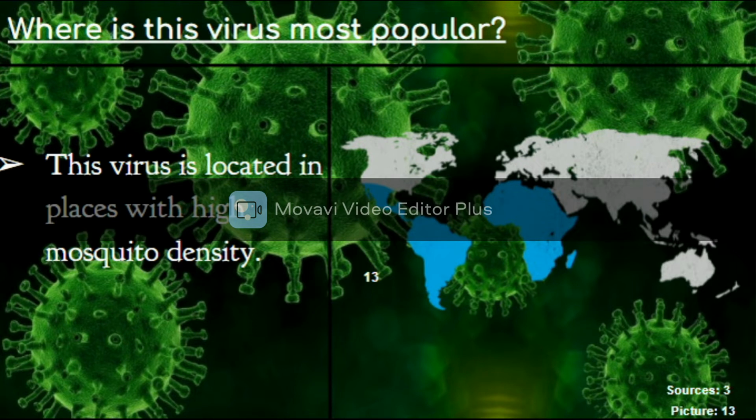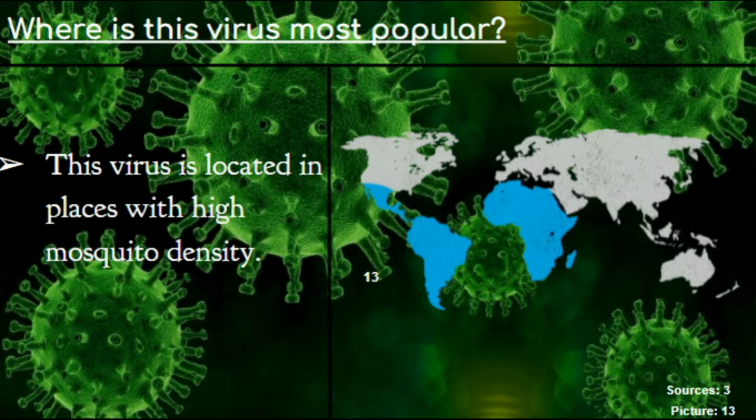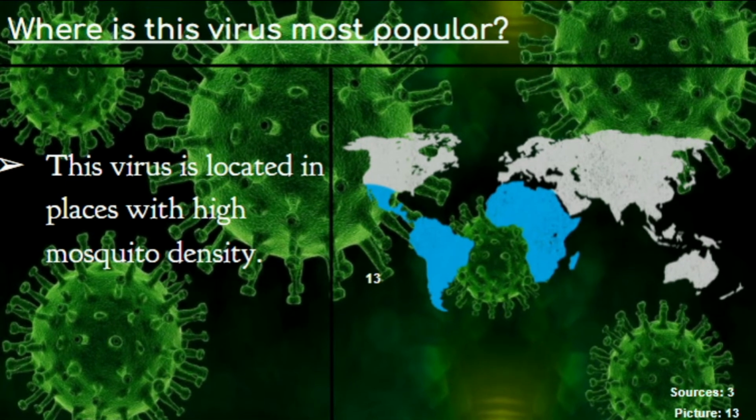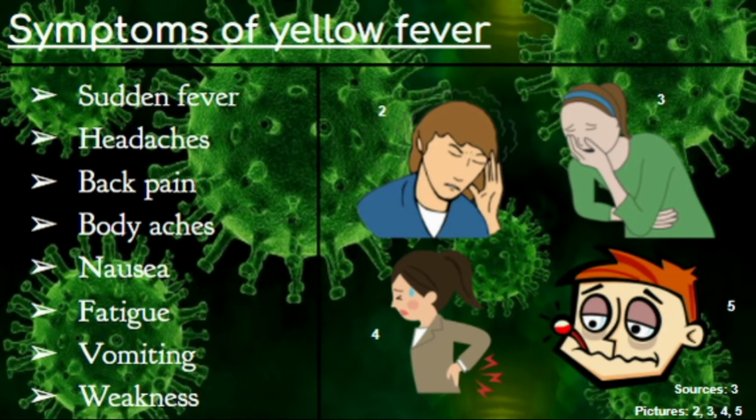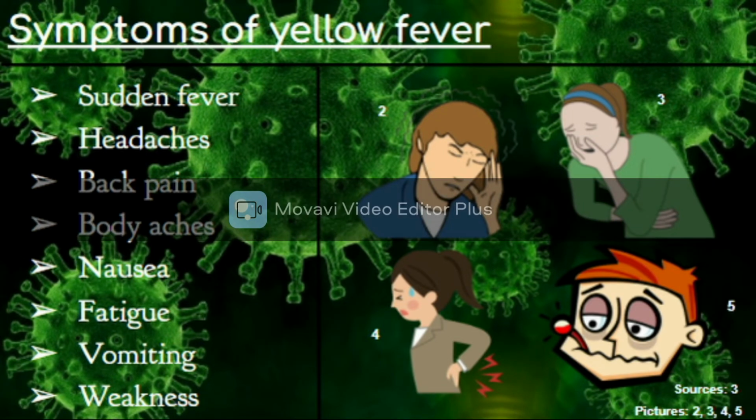The yellow fever virus is found in tropical and subtropical areas such as Africa and South America. This particular virus is hosted in living organisms such as mammals, like us humans, and insects, like mosquitoes. The symptoms of the yellow fever are sudden fever, headaches, body aches, nausea, back pain, fatigue, weakness, and vomiting.